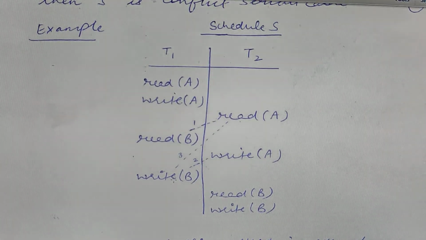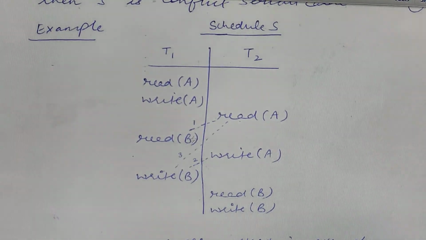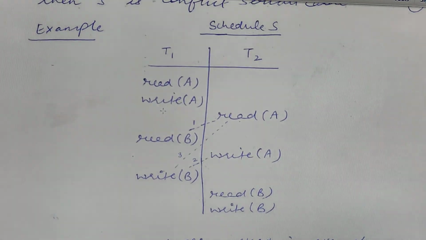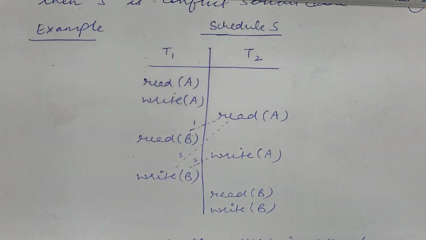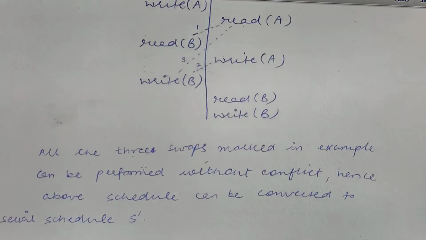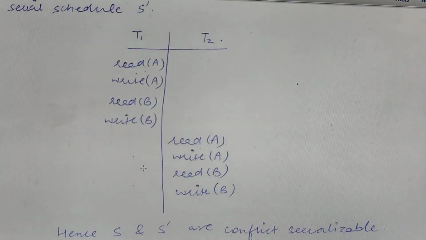Now checking write B with read A. Again, they will not result in any conflict because they are on different data items. It means I can easily swap these read B and write B in the upward direction, and I can execute these two operations, read B and write B, before read A and write A by T2. So after these three swaps, my resulting schedule will look like this. You can see this, right?